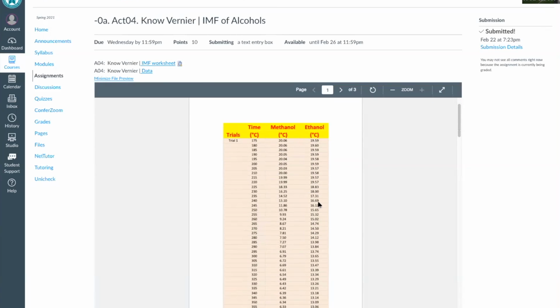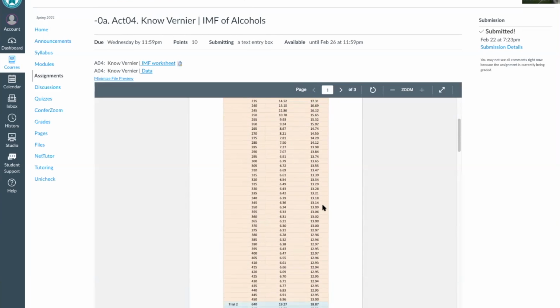That's delta T. For ethanol, again, you're looking at 19.6, and then you look for the lowest temperature dip, and that would be at about 13.3, 13.26, 12.93. 12.93 seems to be your lowest. Okay. I think that's the lowest as far as I can see. So that's your delta T for ethanol.